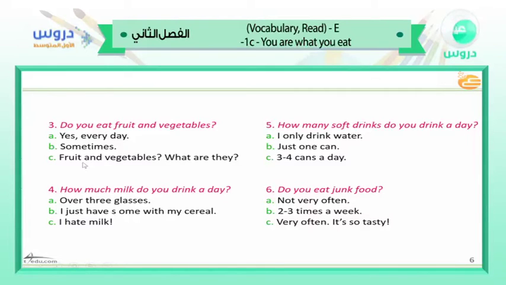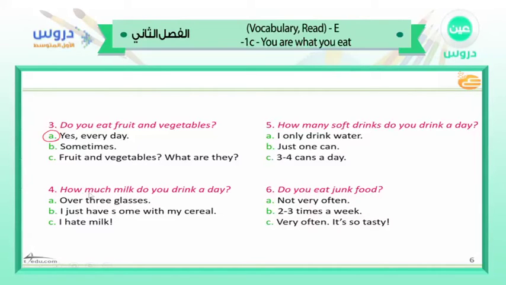Very nice. For me, I'm trying to eat them every day, really. Sometimes maybe once a week I don't eat them, I forget about them, but 6 days, sometimes 7 days, sometimes 5 days a week I eat fruit and vegetables. So I can say A, yes.